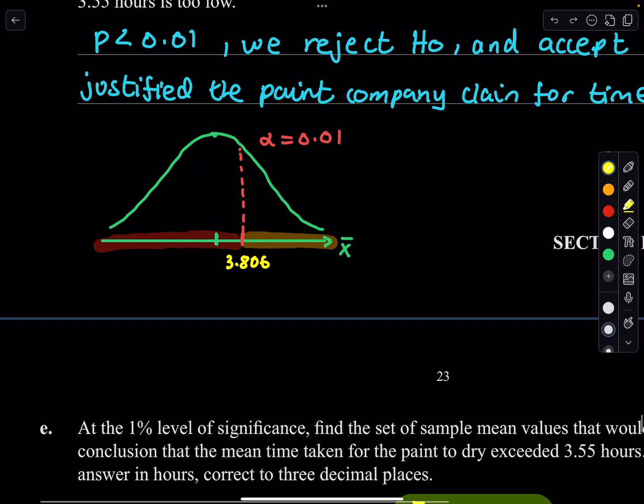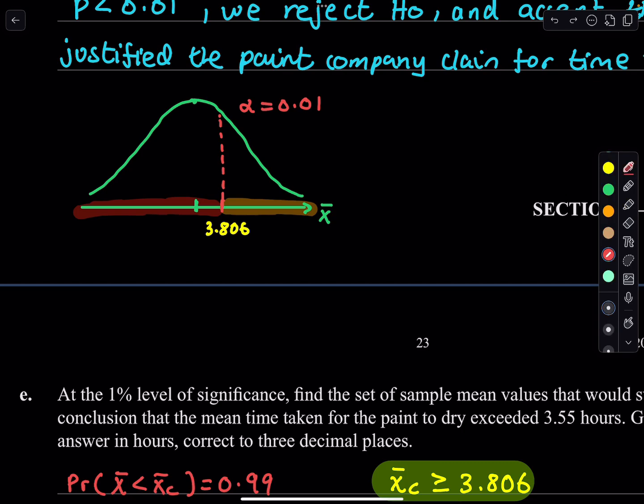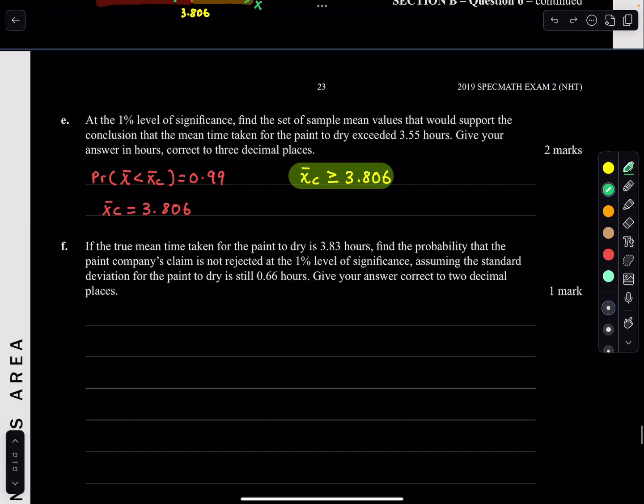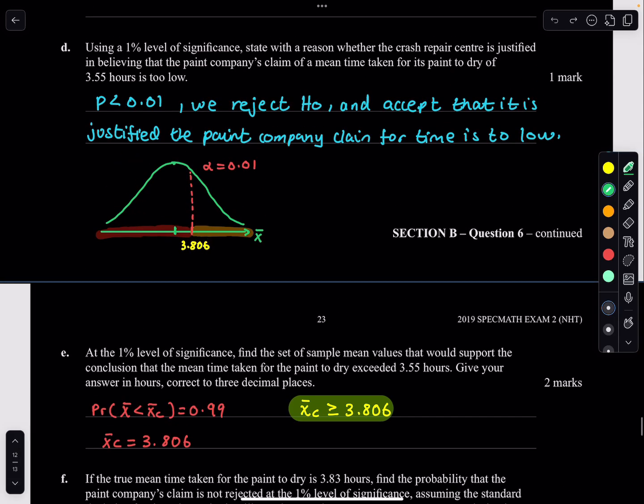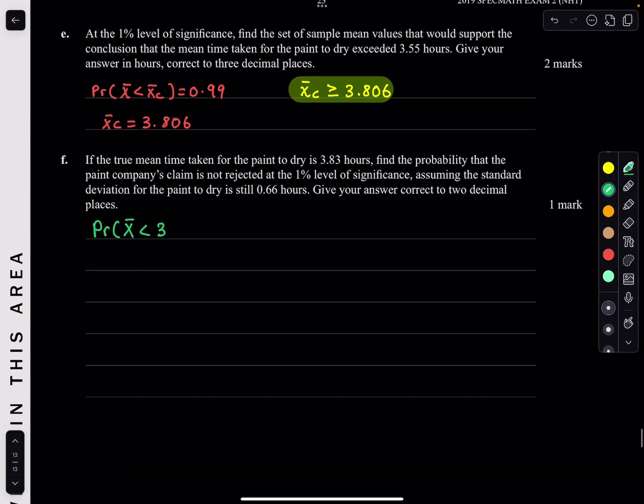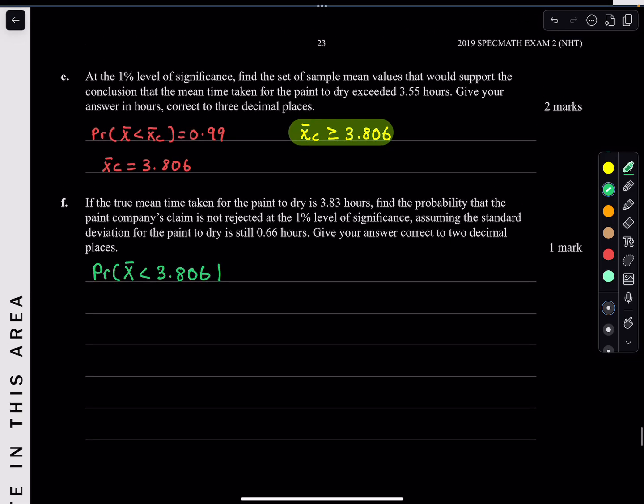So how do we do this? Well, isn't it just finding the probability where x bar is less than this value over here, 3.806, given our new mean, of course. Our new mean is now 3.83. Done. Only 1 mark, really nice question there to end the paper.